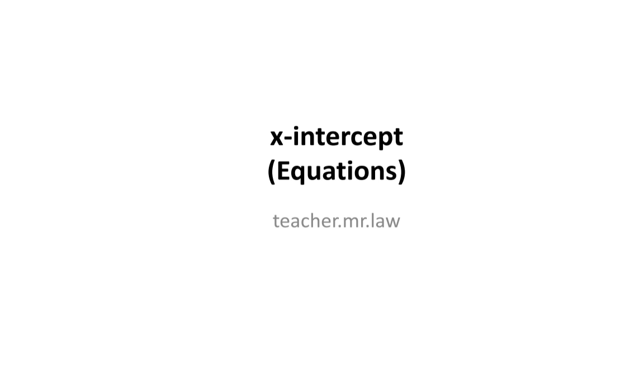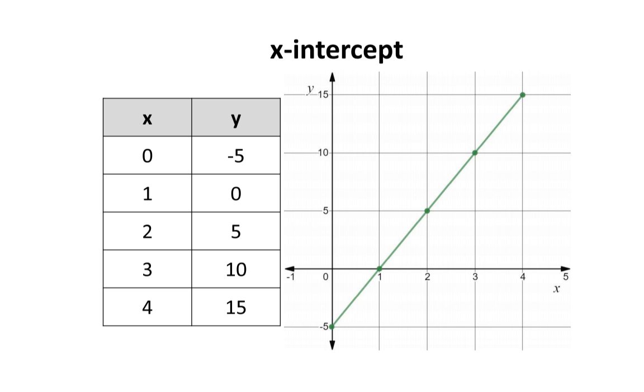In today's lesson, we'll be learning about the x-intercept with a focus on equations. In a previous lesson, we learned how to find the x-intercept when given a table of values or a graph. In a table of values, when y is 0, the value of x is the x-intercept. Therefore, the x-intercept here is positive 1.